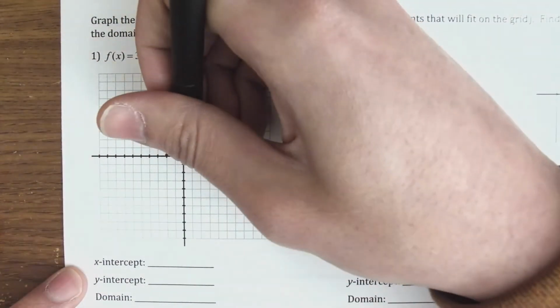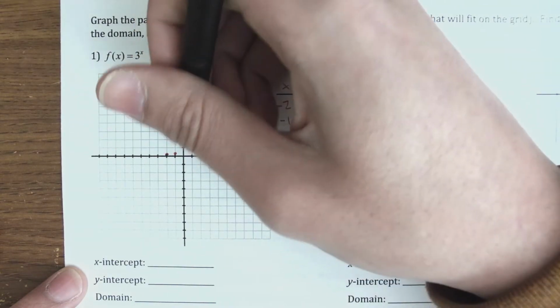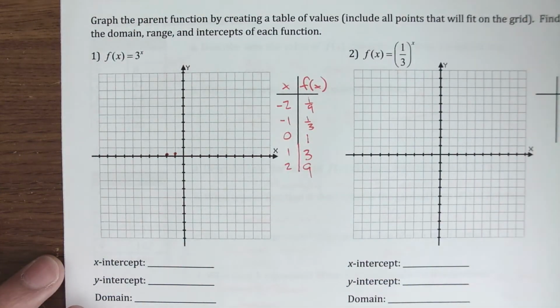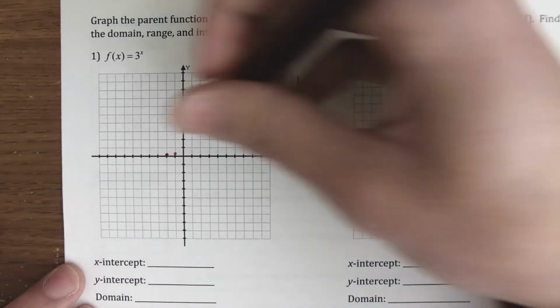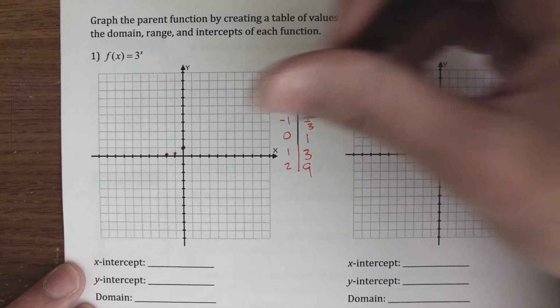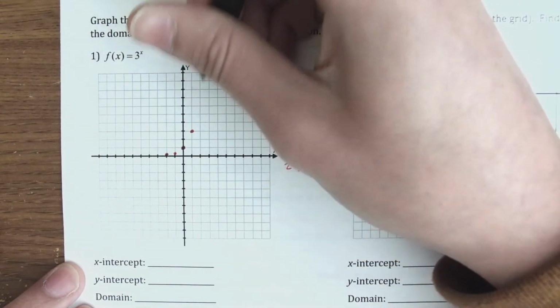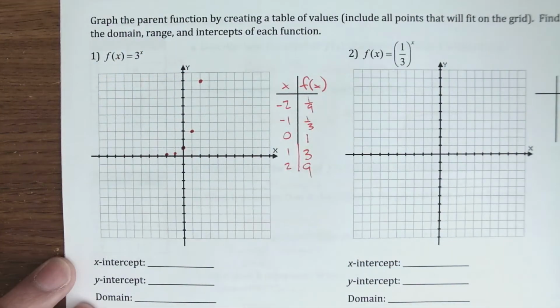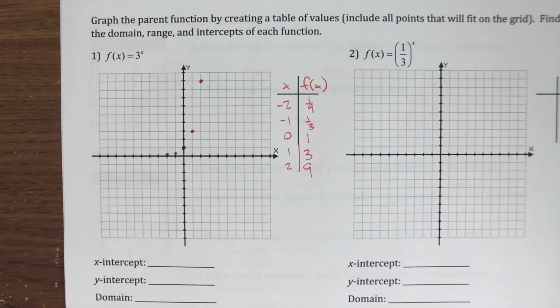-1, 1/3 would be a little bit higher, probably about a third of the way between 0 and 1. 0, 1, that's our y-intercept. 1, 3, and 2, 9. Now before I sketch in this graph, I just want to have a quick discussion.